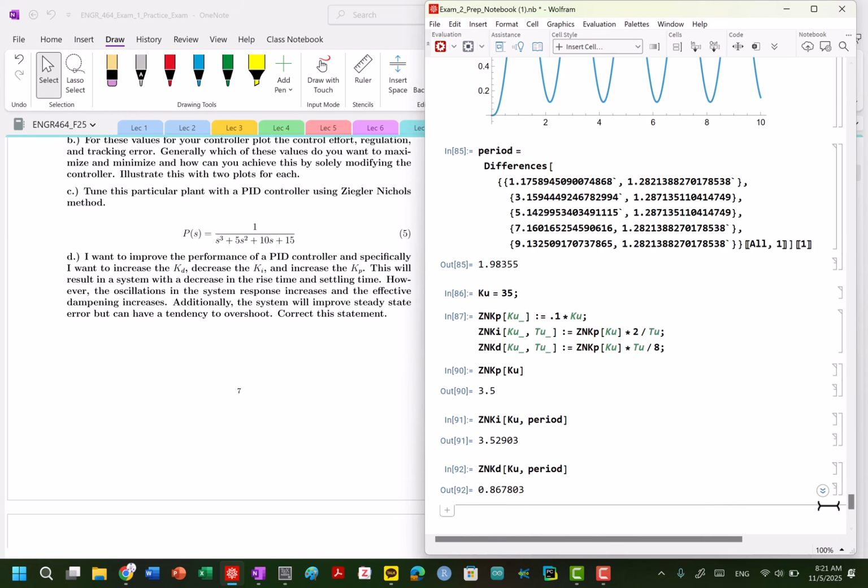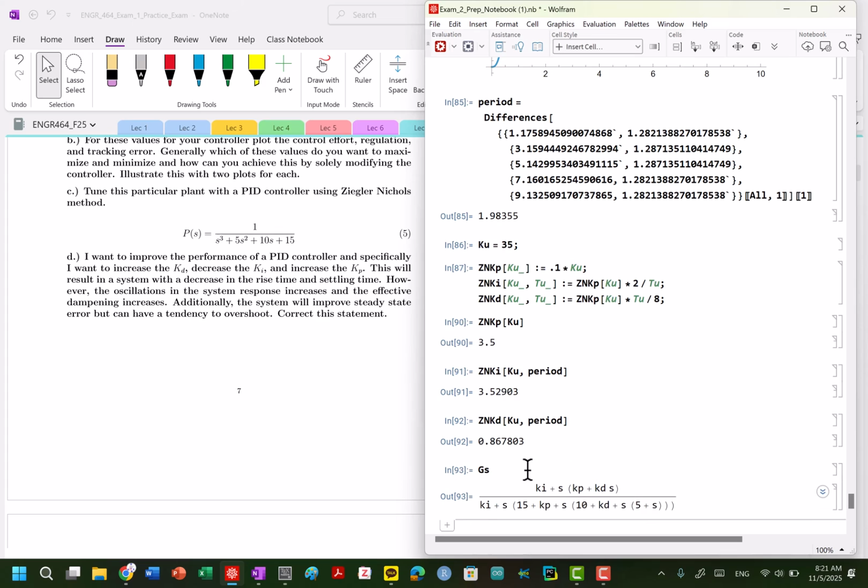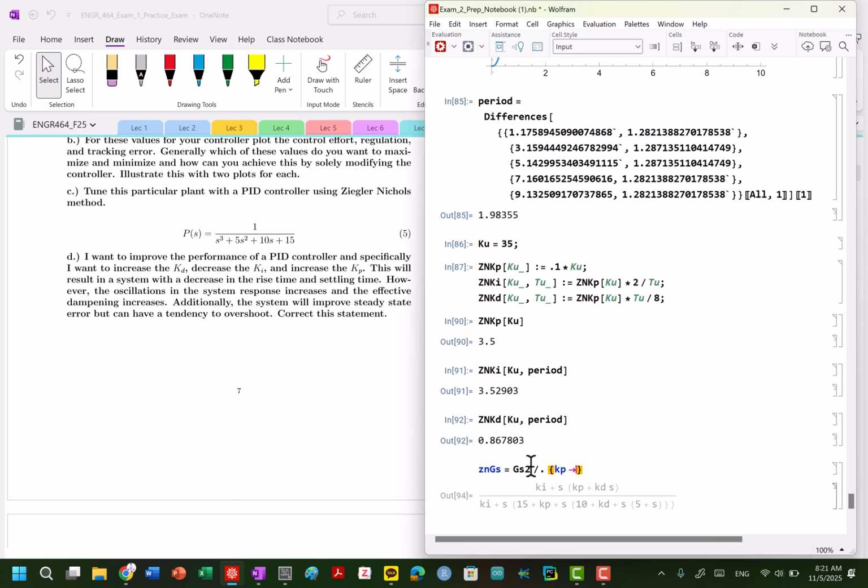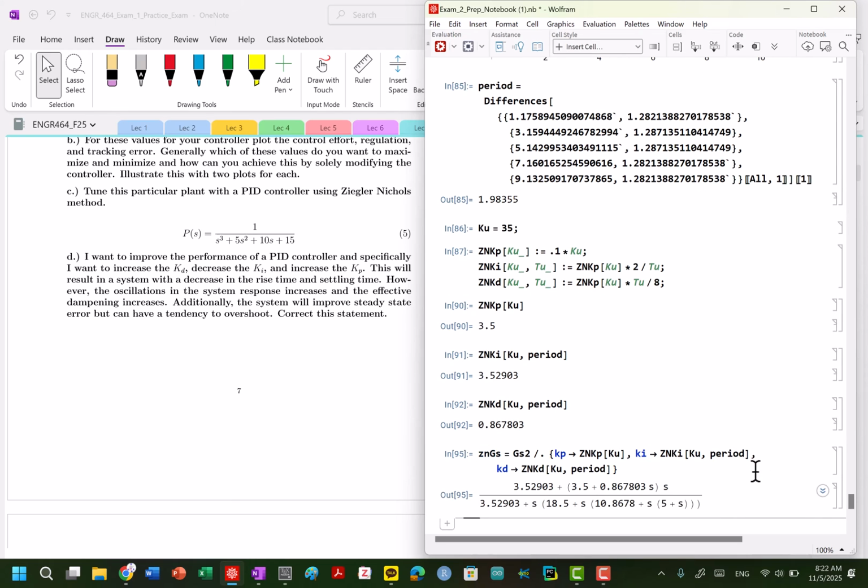We had our GS, or do we call it GS2? GS2. So this is going to be my Zn GS, equal to this. KP goes to this value here, KI goes here, and this one goes here. KD goes here. So this is our new Ziegler-Nichols.